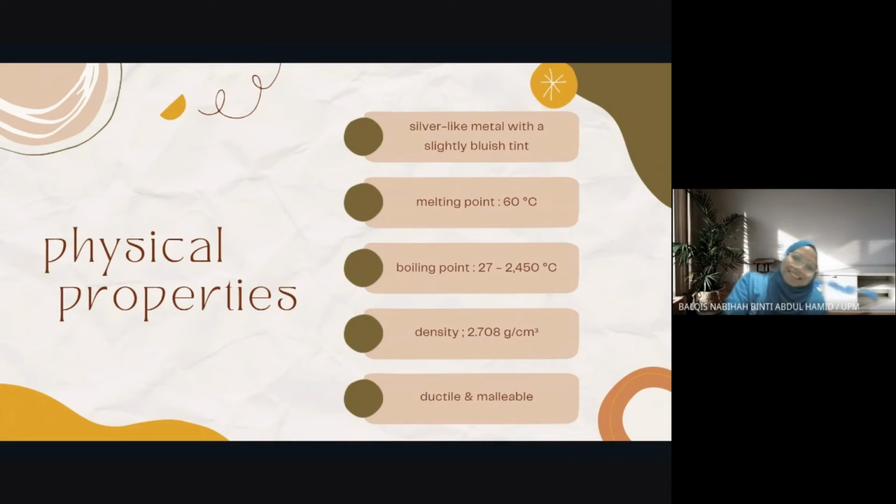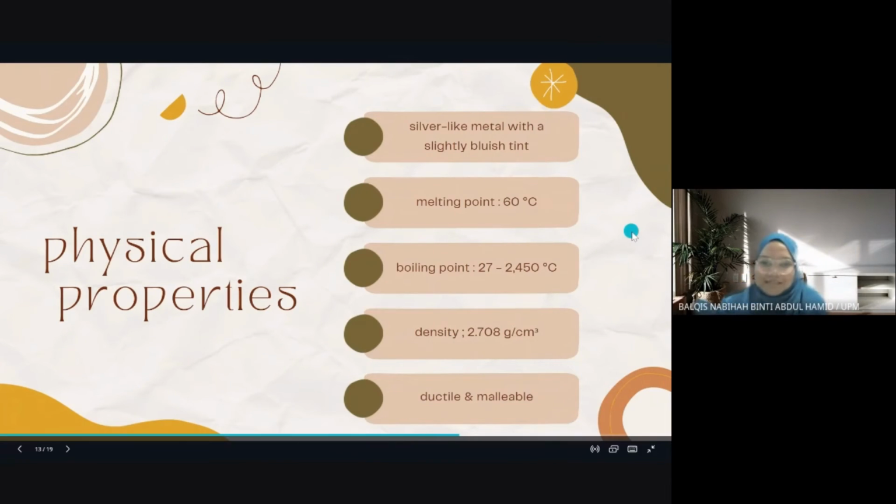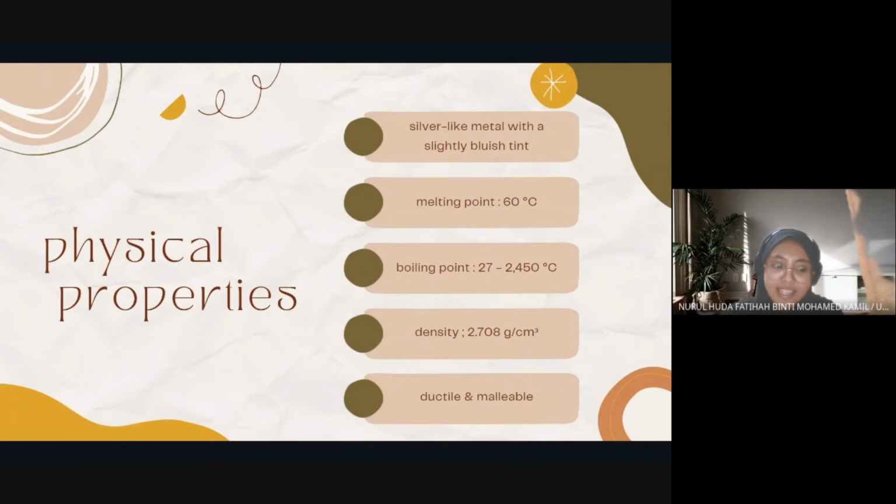What is meant by ductile and malleable? Ductile is the ability of a metal to be drawn out into a thin wire, and malleable is the ability of a metal to be hammered or pressed into shape without breaking or cracking.